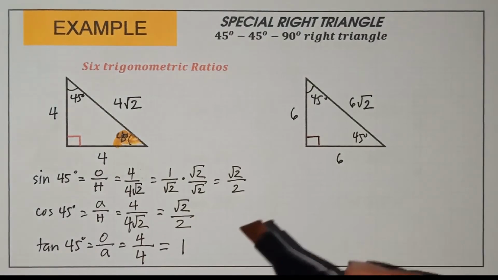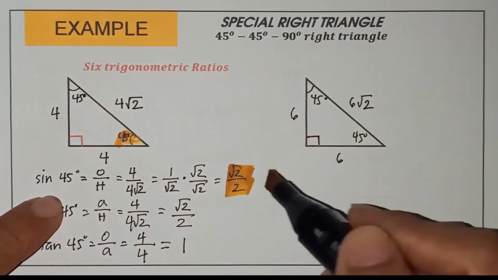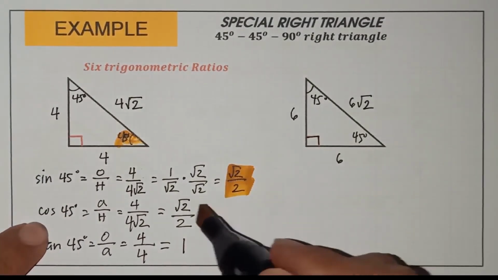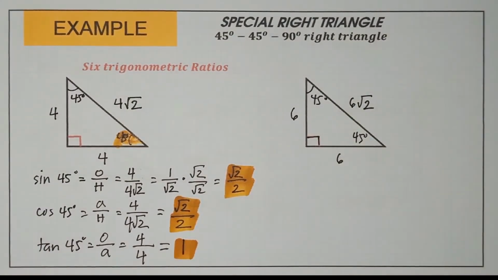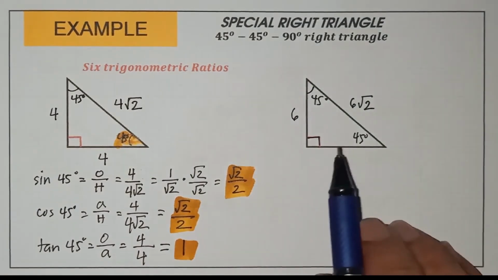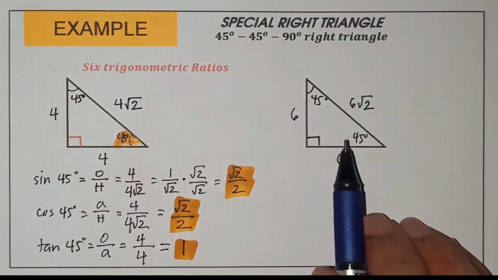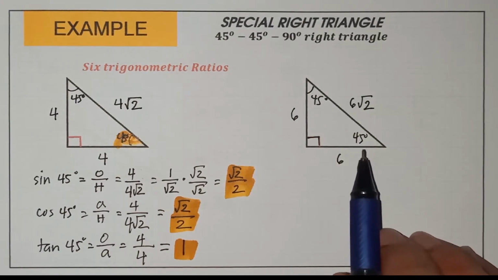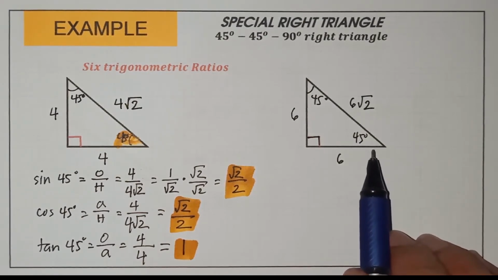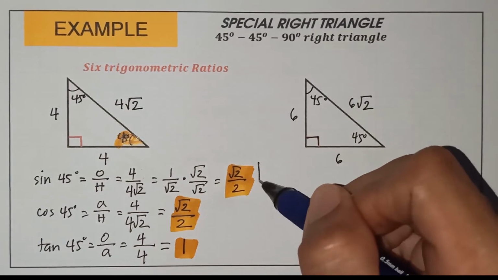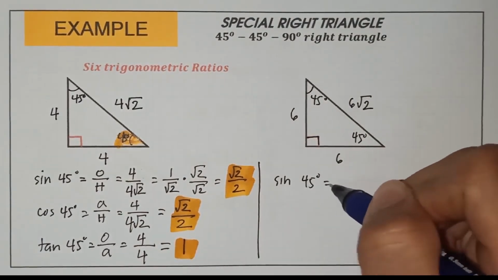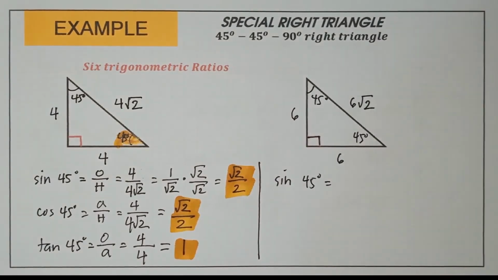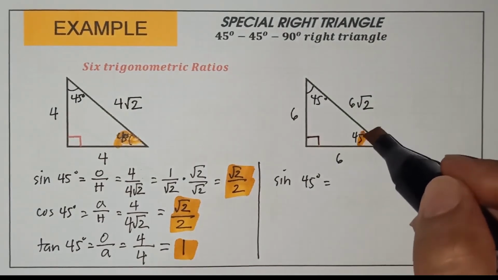This is now the value: sin 45 is square root of 2 over 2, cos 45 is square root of 2 over 2, and tan 45 is 1. So let's check if using another figure or length of the other sides is different. Definitely we will get the same answer. Let's see, sine 45 degrees, and we will use the same reference angle here.